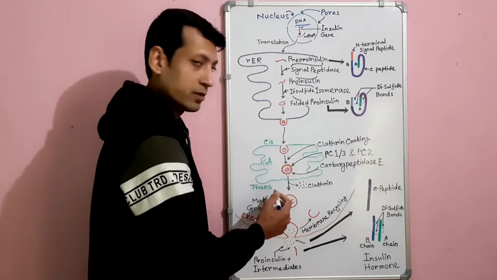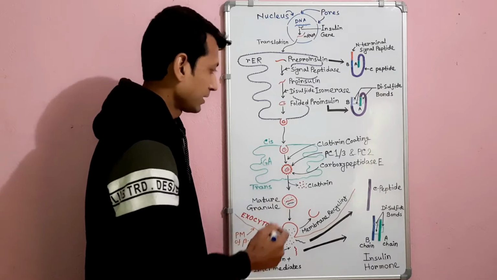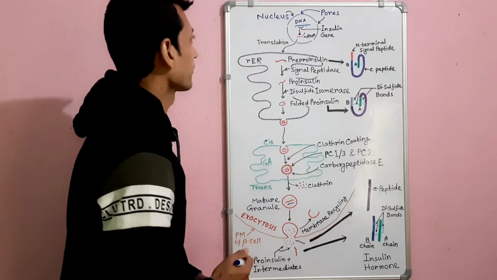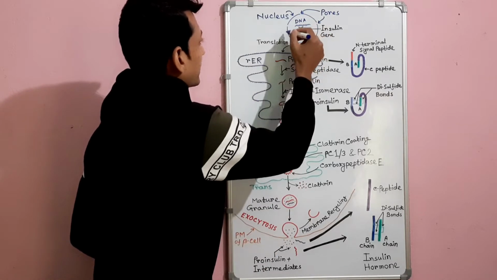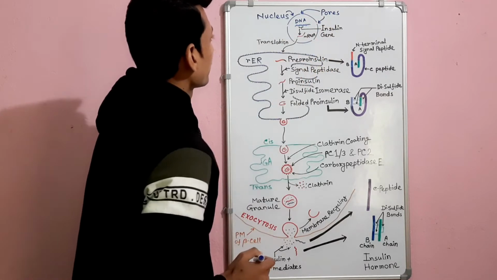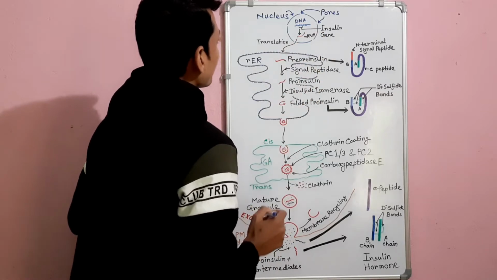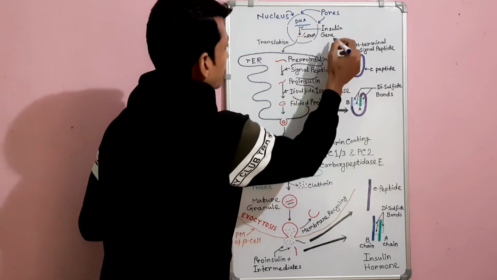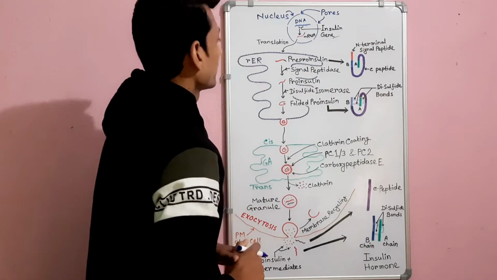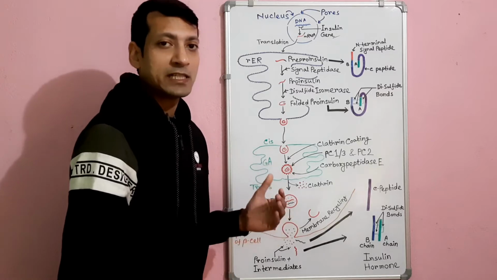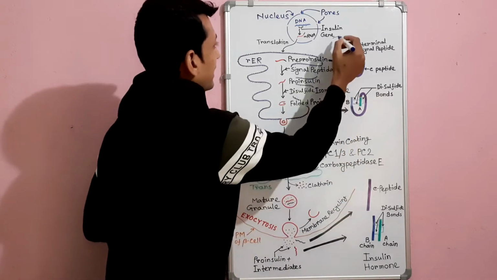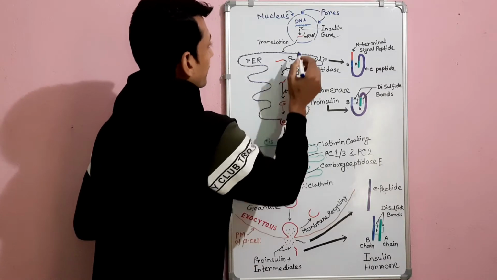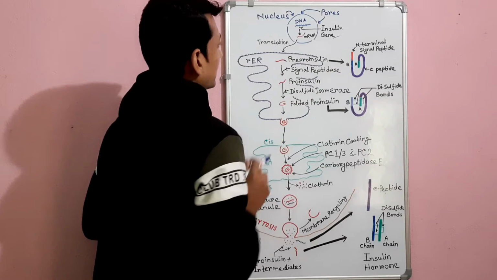Here I have drawn a diagram to show the biosynthesis and release of human insulin hormone. Suppose this is the nucleus of a beta cell and this is the DNA. Here, this zone of the DNA contains the insulin gene. A unique set of transcription factors activate this insulin gene. As a result, pre-proinsulin mRNA is produced.